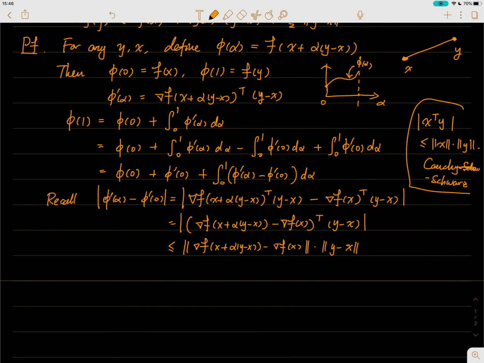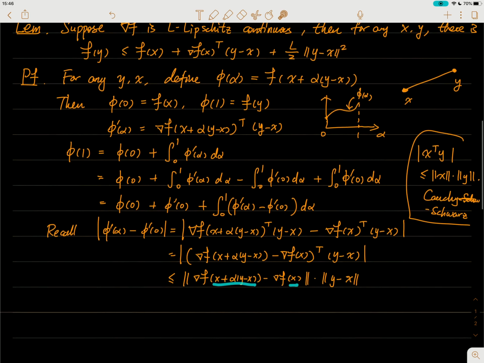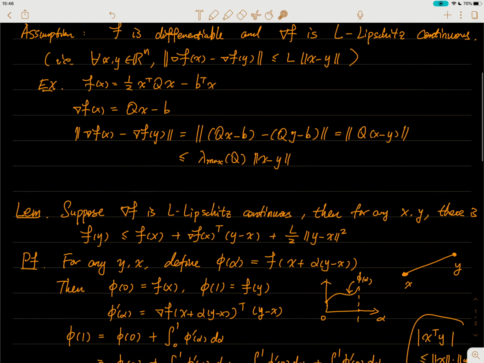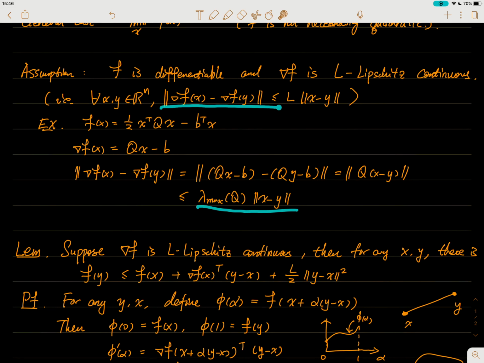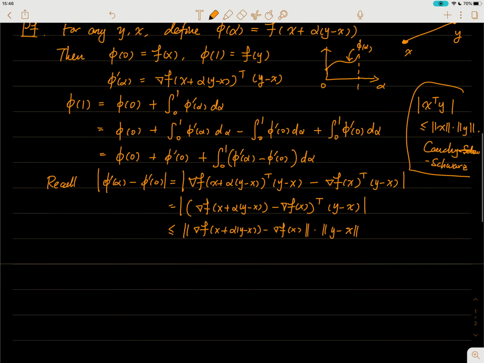And now you can realize that I have gradient f of something minus gradient f of another thing. We said that the gradient f is Lipschitz, so no matter what I plug in here, the norm of this gradient difference will be less than or equal to L times the norm of their difference.